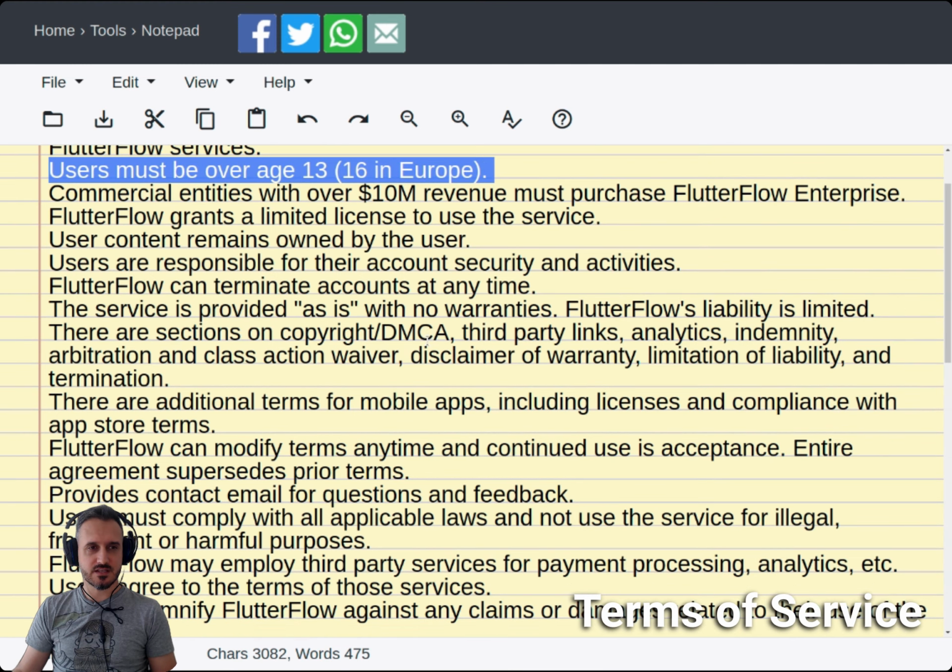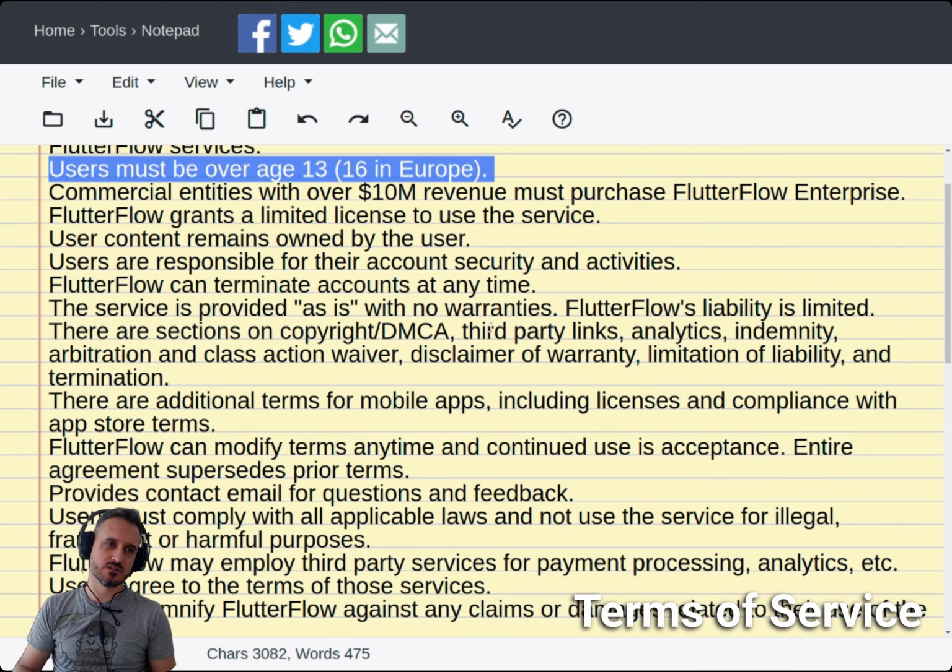The first thing that I wrote is that users must be over the age of 13, and in Europe it's the age of 16. In Europe there are changes in the rules because of the European Union, and you probably know about the GDPR rules that they have in the European Union.